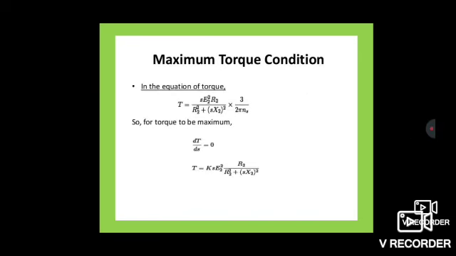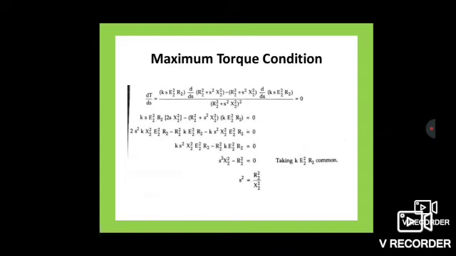Let us see the maximum torque condition. In the equation of torque T, that is s E2 squared R2 divided by R2 squared plus (sX2) the whole squared, times 3 divided by 2 pi Ns, we have to differentiate the torque with respect to s and equate to 0 to get the maximum torque, that is dT by ds equal to 0. We know the torque equation T equal to K s E2 squared R2 divided by R2 squared plus (sX2) the whole squared. So we differentiate using the quotient formula d(u by v) equals (v du minus u dv) divided by v squared.